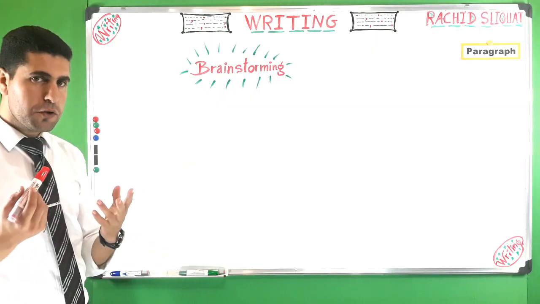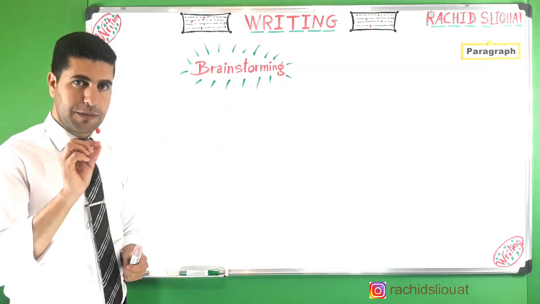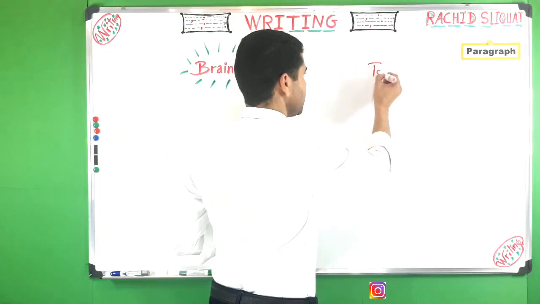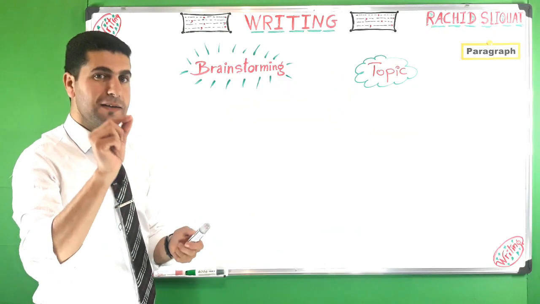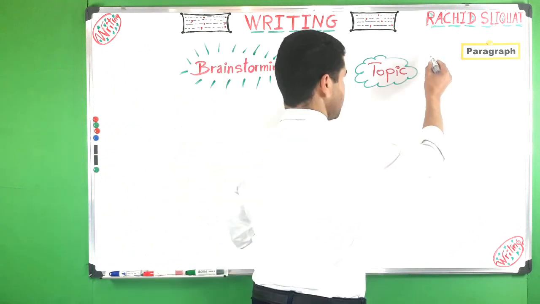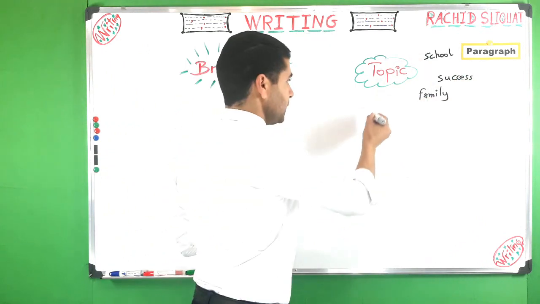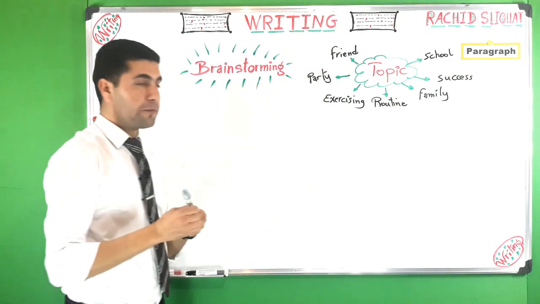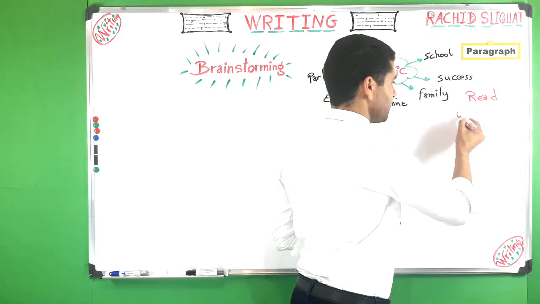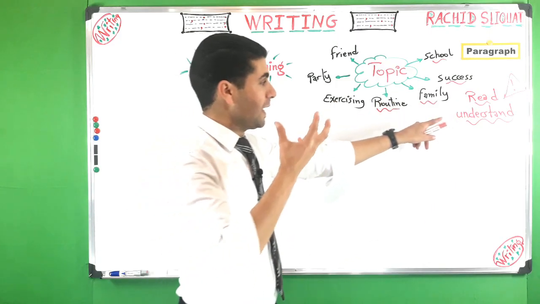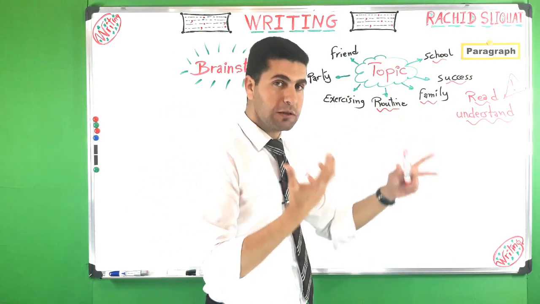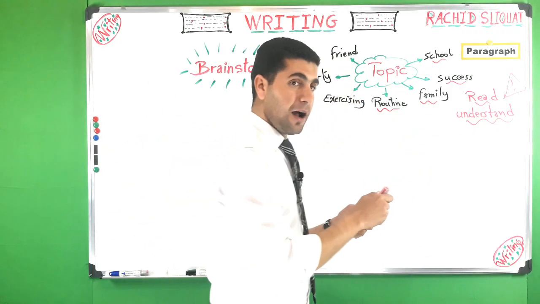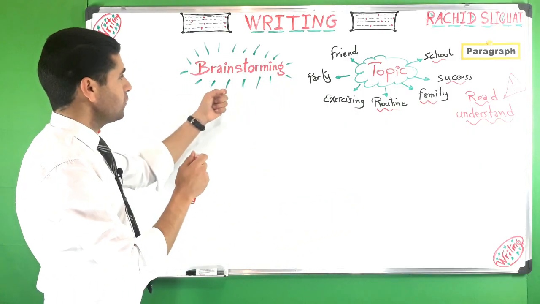Before you go to brainstorming, there is something very important that you have to understand. It is what we call the topic. Last time we talked about some examples of topics, like for instance school, family, routine, exercising, party, or friend, etc. The first thing you have to do is to read and try to understand the topic. This is number 1, something very important. After that, you go to brainstorming.